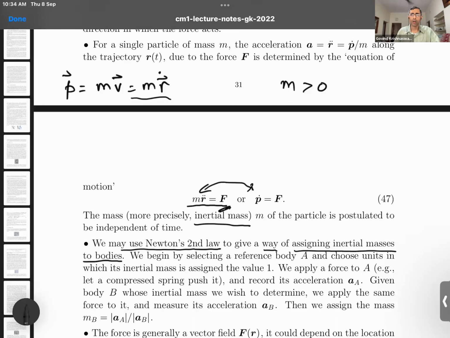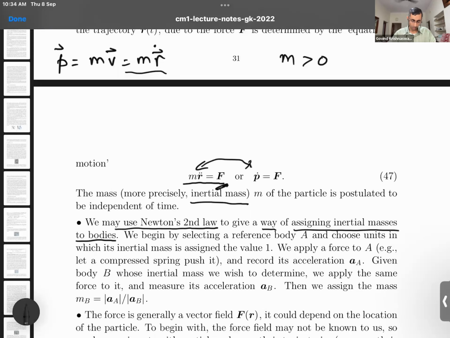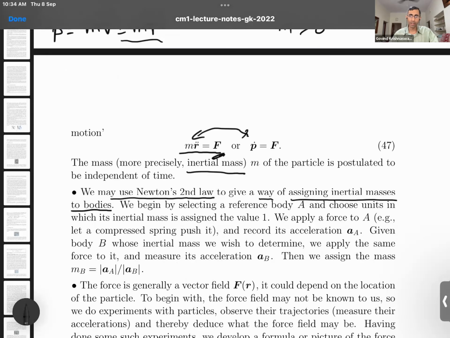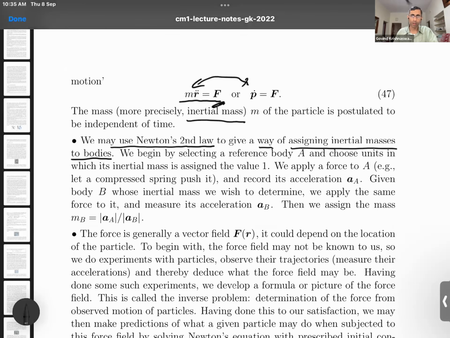So the idea of an inertial frame and Newton's second law gives you a framework, and within that framework, we can assign inertial masses to bodies. It is not as though the inertial masses of the bodies are already known to you or something like that. Yeah, you have to assign them in some consistent fashion. And one approach is to use Newton's law itself to assign the masses. Let me explain what I mean by that.